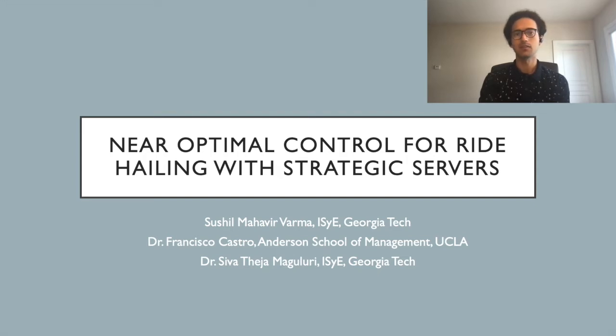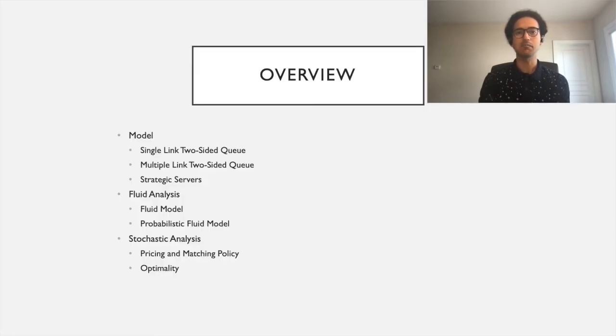The talk is divided into three major components: the model, fluid analysis, and stochastic analysis. In the model part of the talk, we'll start with the basic building block of two-sided markets, a single link two-sided queue. Next, we'll extend this to a bipartite graph of two-sided queues, and finally incorporate strategic settings into the model. Without further ado, let's jump right into the modeling part of the talk.